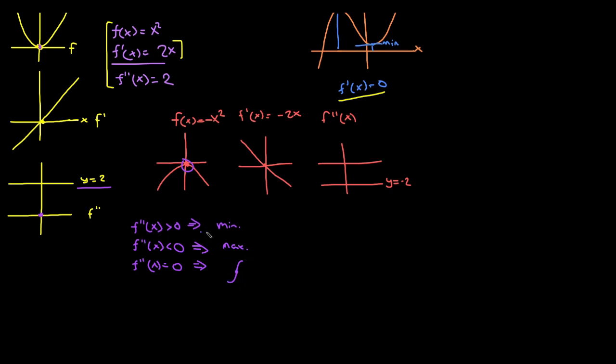Just know that you can work out whether your critical point or your extreme point is a minimum or a maximum by computing the second derivative. So a positive second derivative corresponds with a minimum, a negative second derivative corresponds with a maximum.